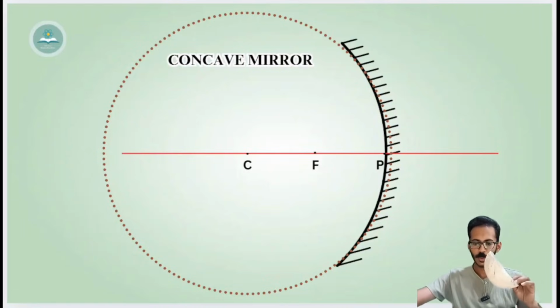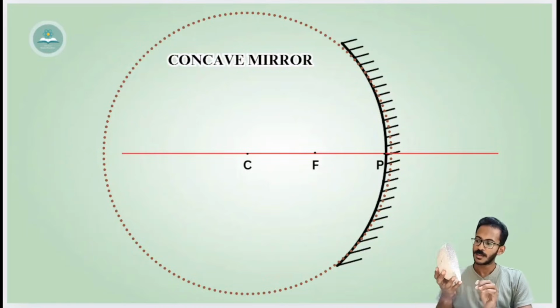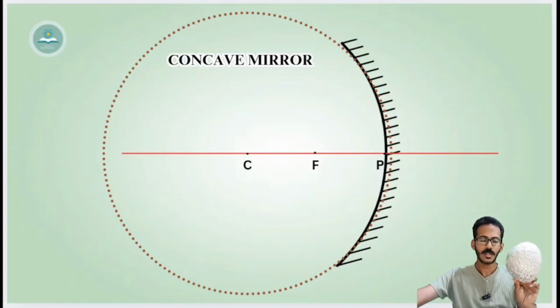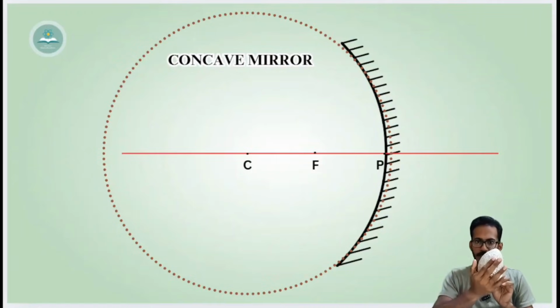Now, coming back to the concave mirror, this complete area starting from here to here is called the aperture of the mirror. It's called the aperture of the mirror. Look at this one. For this one, this complete area is the aperture of the mirror.